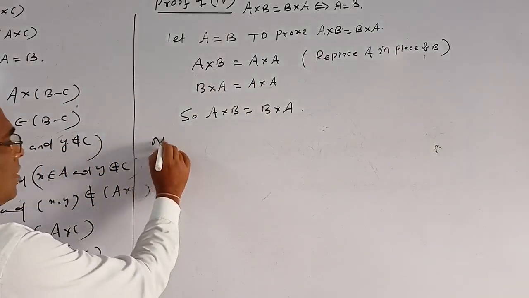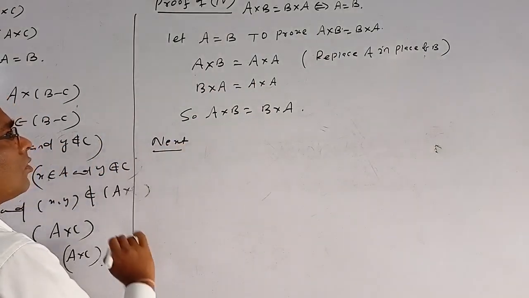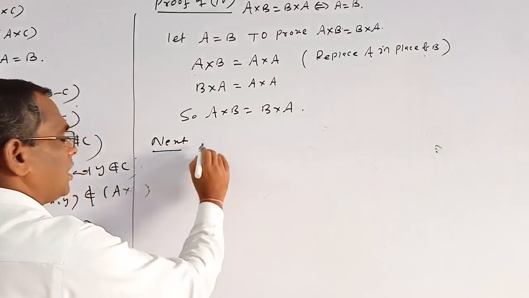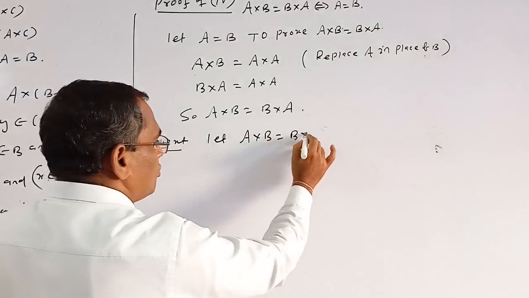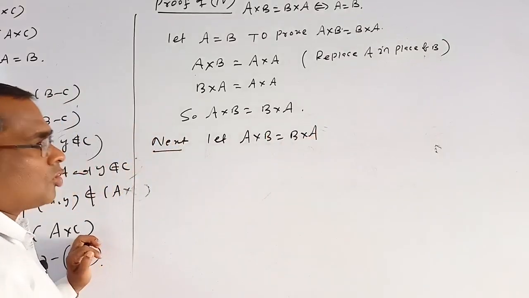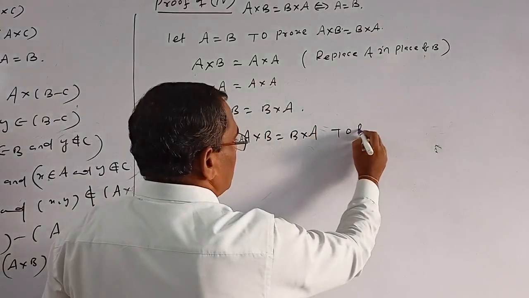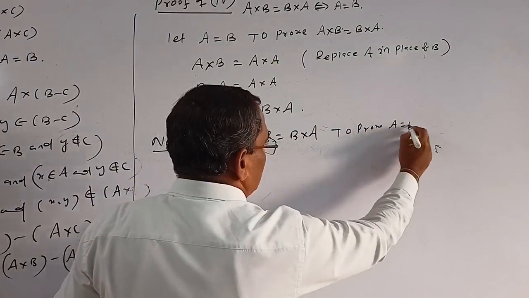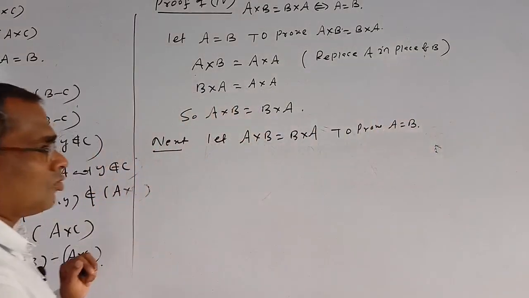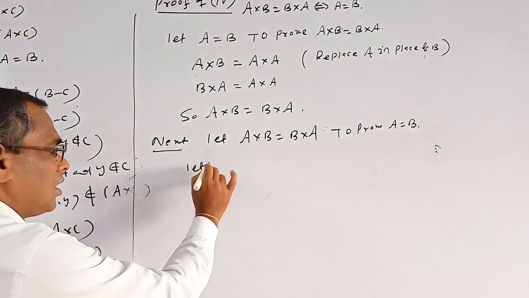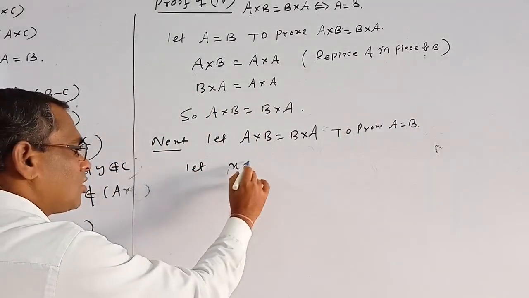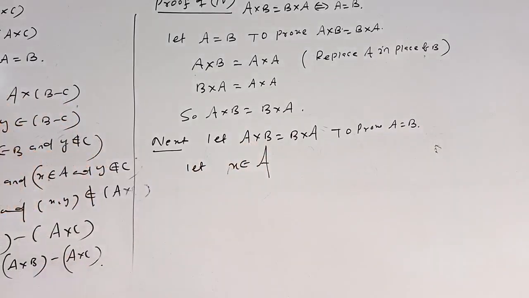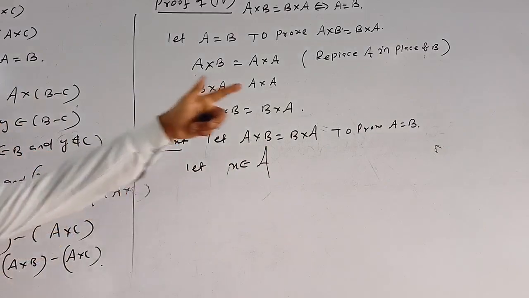Next, okay, we take next, let A cross B is equal to B cross A, to prove A is equal to B. So how can you prove A is equal to B? First you take let small a or x belongs to capital A, be any element. We prove that this x belongs to B set.